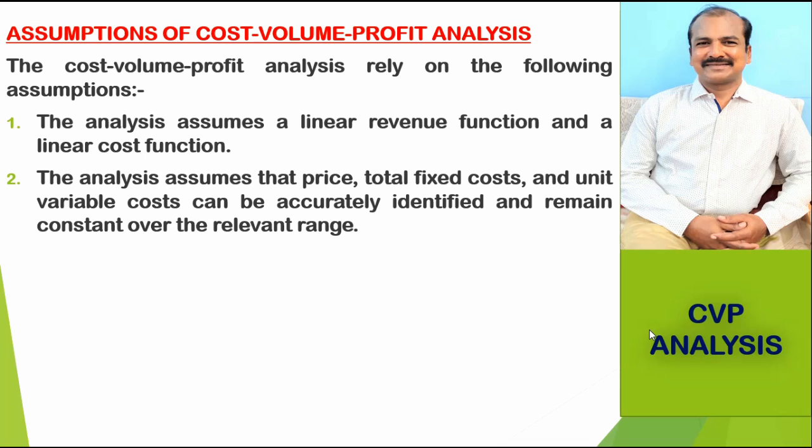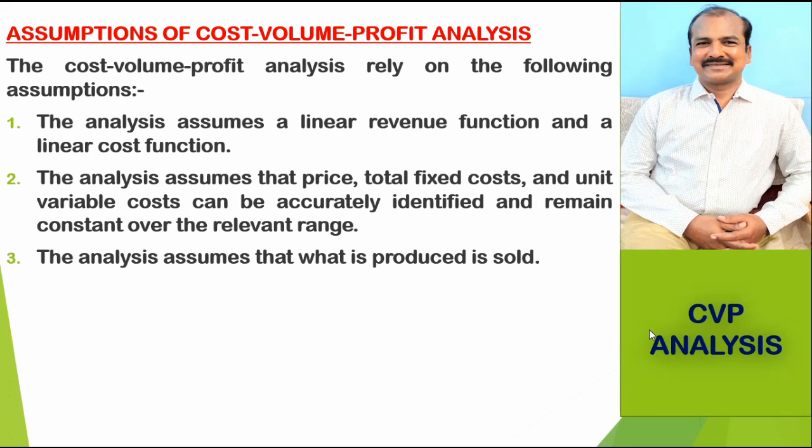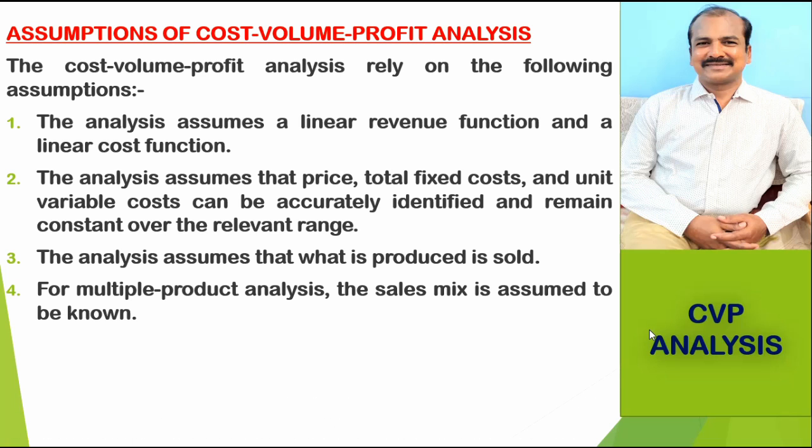The relevant range is 100% level of utilization of the production capacity. The third assumption here is the analysis assumes that what is produced is sold. Whatever the quantity of the product produced in the factory of a company is sold. And the fourth assumption here is for multiple product analysis, the sales mix is assumed to be known to the people who are involved in the analysis.